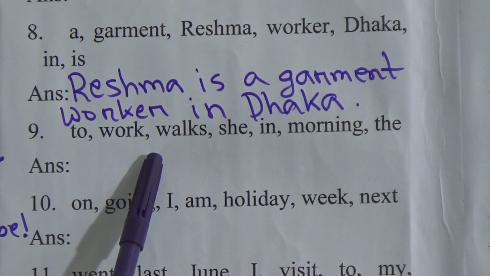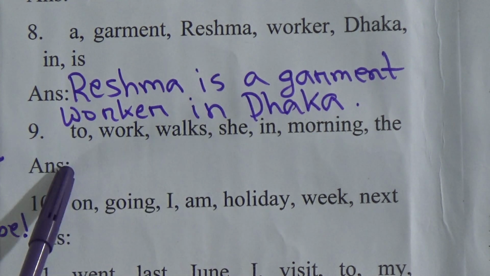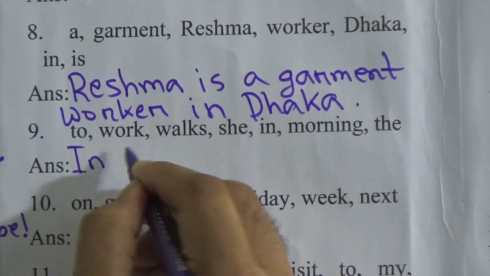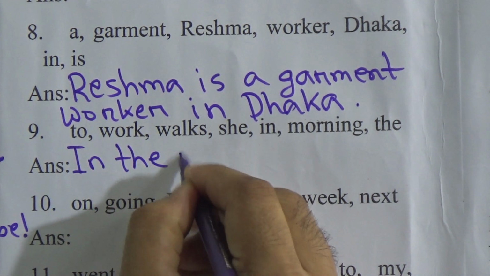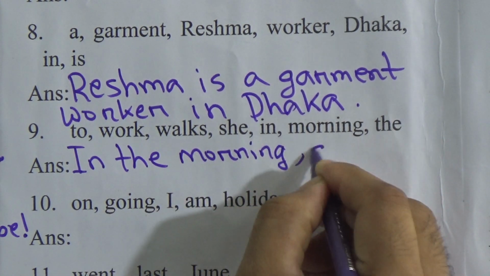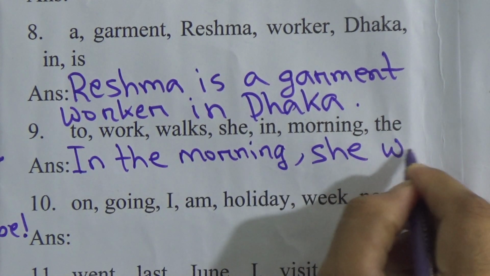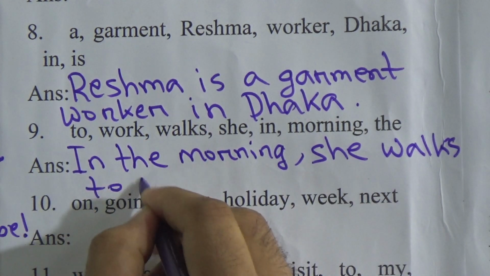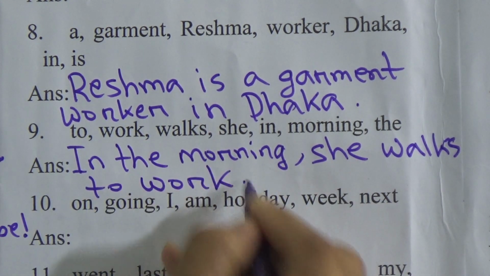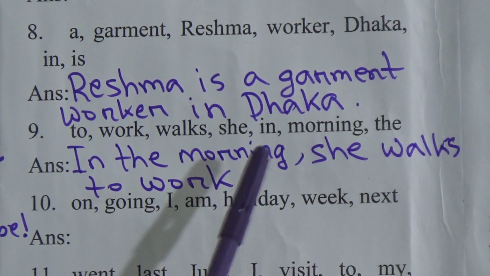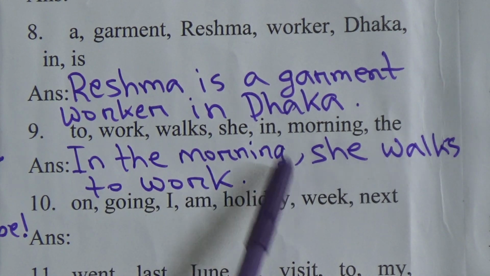Number nine. It can be done in two ways. You can write it first, following the book also. In the morning, she walks to work. Or you can write, she walks to work in the morning.